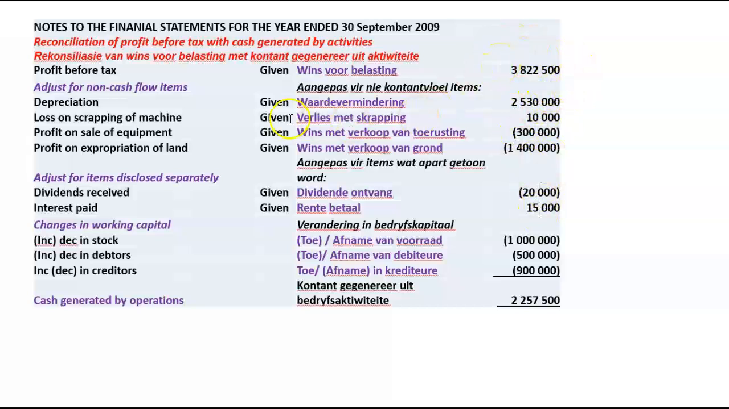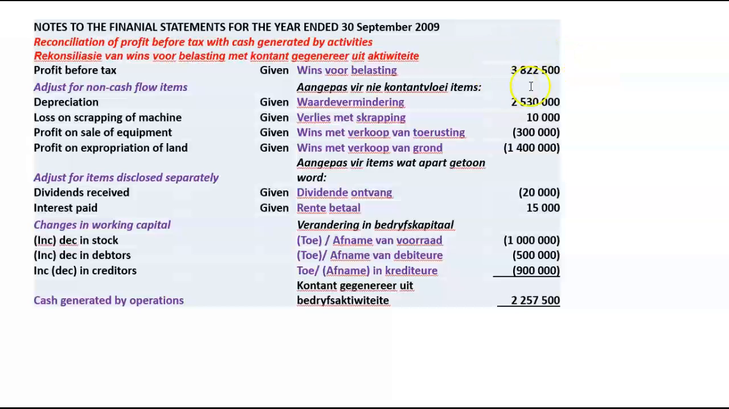Whether it's a bracket or not a bracket, I have to argue that from the profit before tax figure. What did depreciation do? It decreased profit before tax. If I want to eliminate it, I have to add it back. Loss on scrapping of machinery decreased profit before tax, so if I want to eliminate it, I have to add it back. A profit on the sale of any asset has actually increased profit before tax, so if I want to take it out, I have to deduct it from profit before tax.